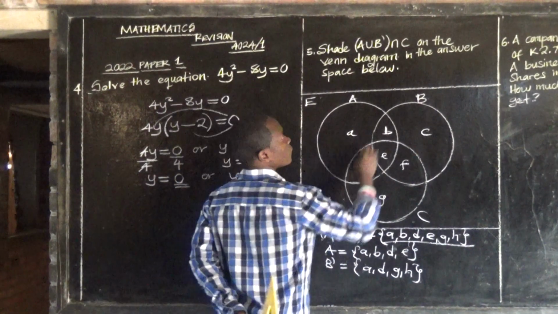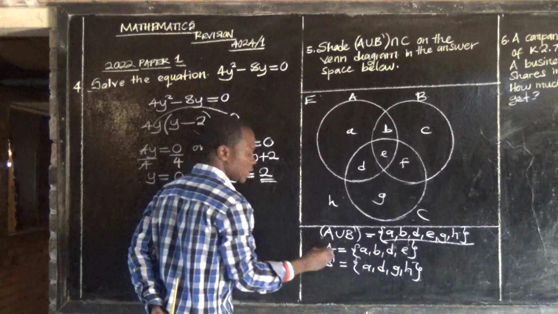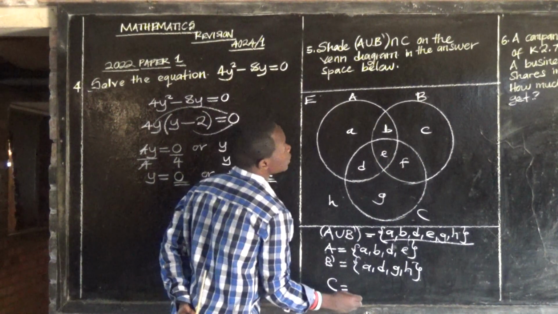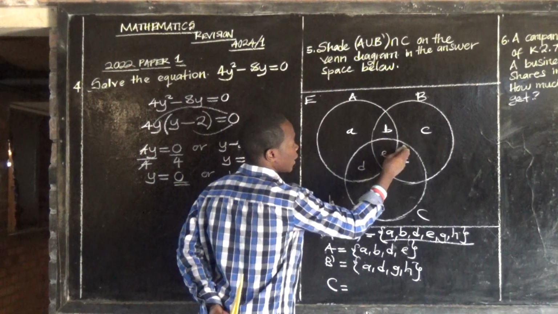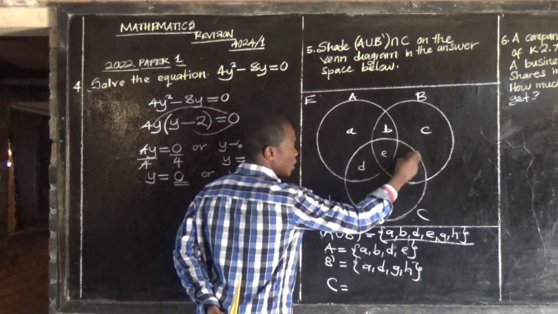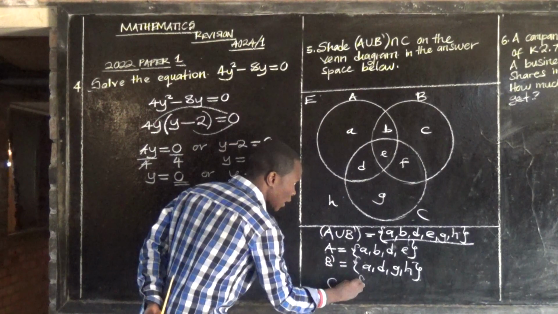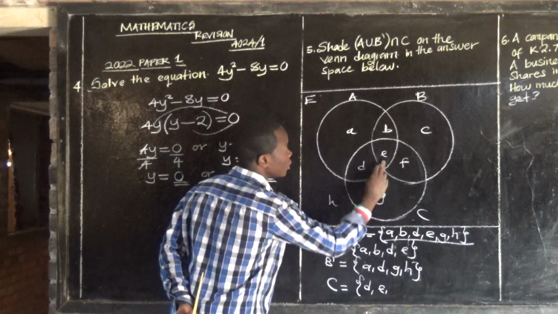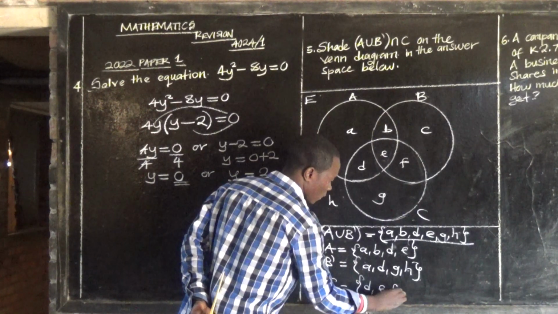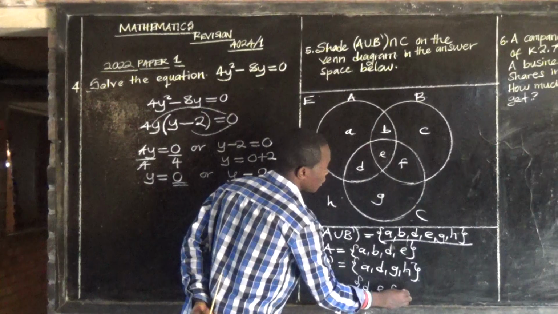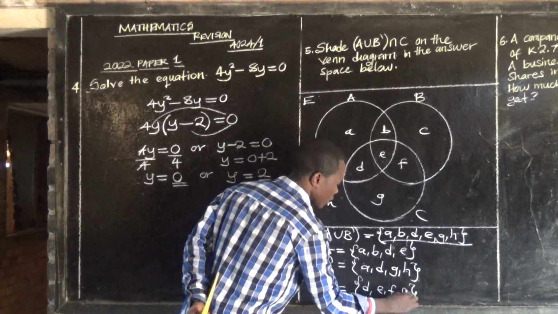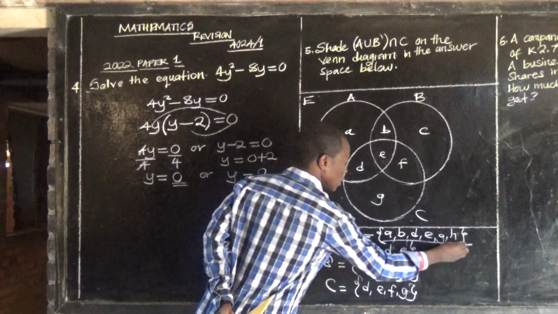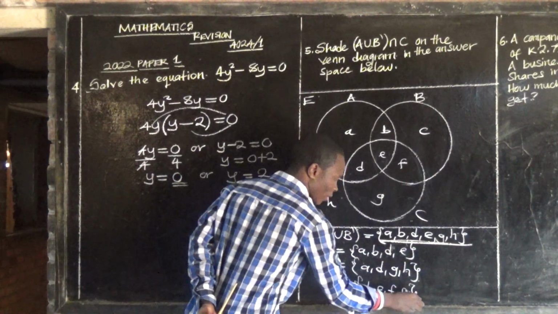Now, we also have C. What is our C? Elements which are found in set C. So the elements which are found in set C are D, E, F, and G. Okay? Are we together, people? So now our focus is going to be on these two sets. This one and this one.